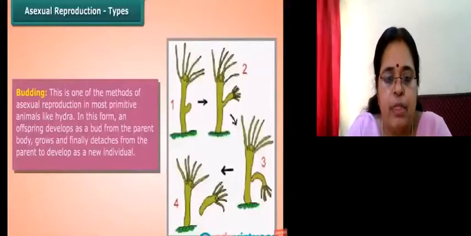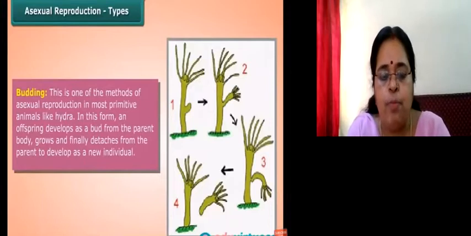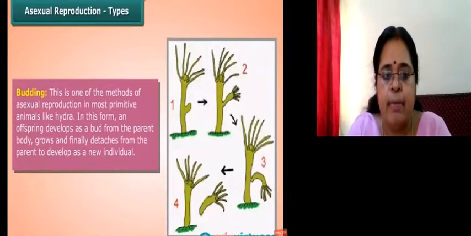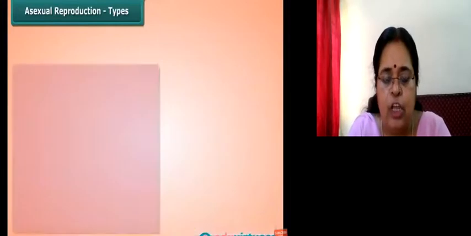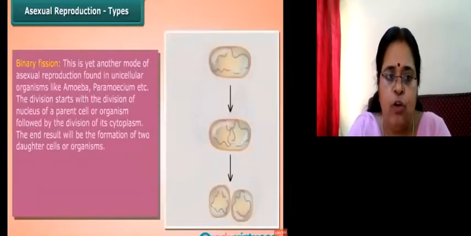Asexual reproduction. I told you asexual reproduction means reproduction in which only one parent is involved. Budding. Budding is one of the methods of asexual reproduction in some lower forms of organisms like Hydra. In this form, an offspring develops as a bud from the parent body, and it grows and finally detaches from the parent to develop as a new individual. So as you can observe, only one parent is involved.